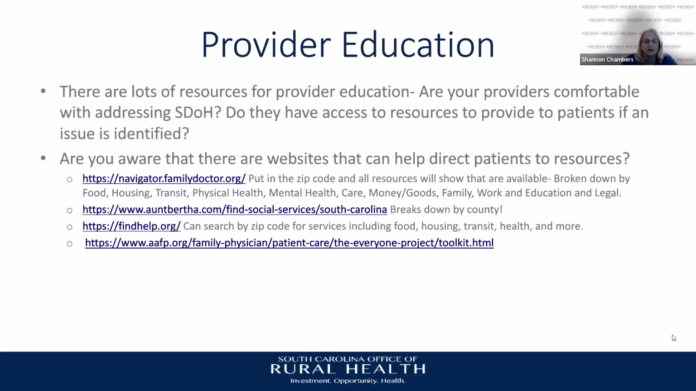Everything from the Navigator to Aunt Bertha to Find Help, all of those allow you to put in a zip code. So I put in my own personal zip code, and I don't live in rural, I live in urban. And everything from bus passes to assistance for housing and food is available, and where even the local food pantries are, as well as the free pantries that pop up in a lot of the neighborhoods that folks will put up. But these are some great resources.